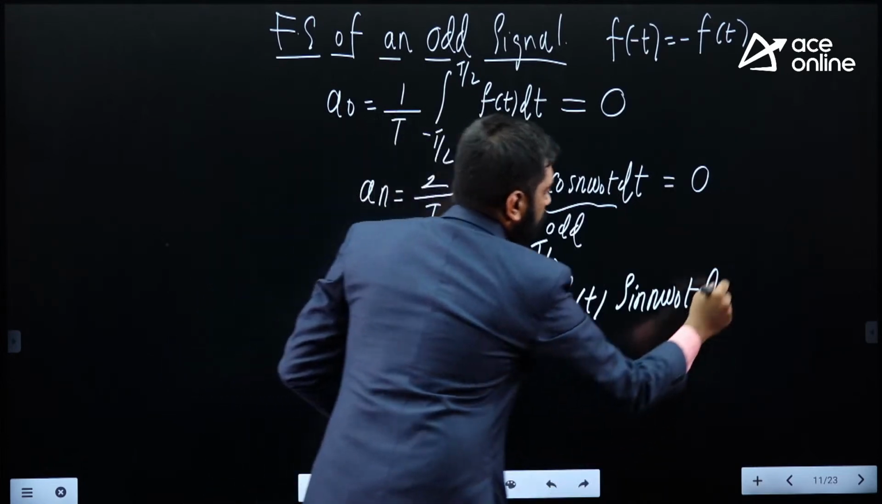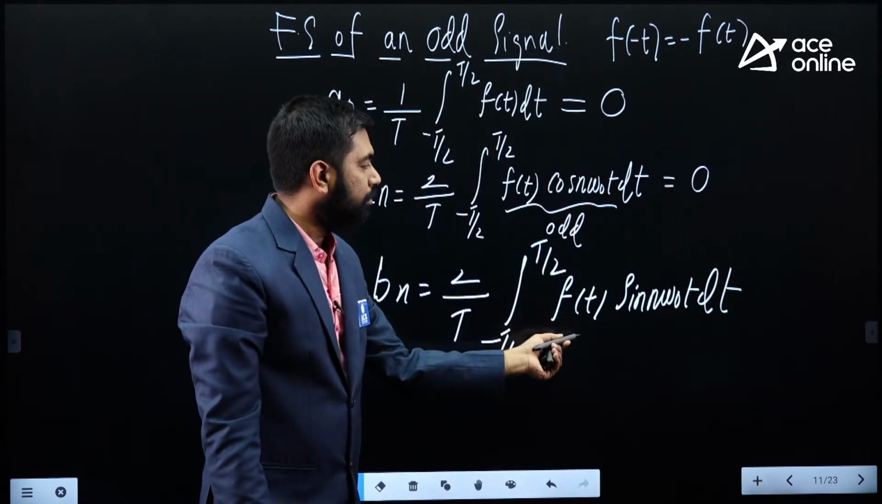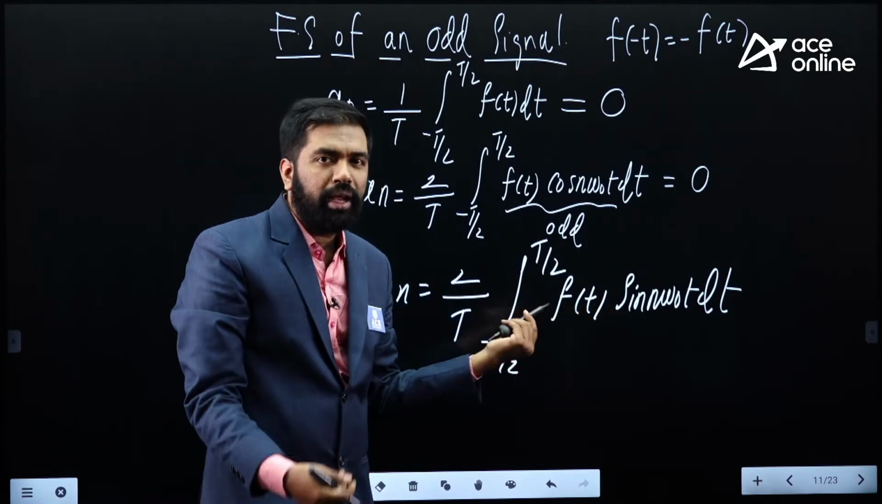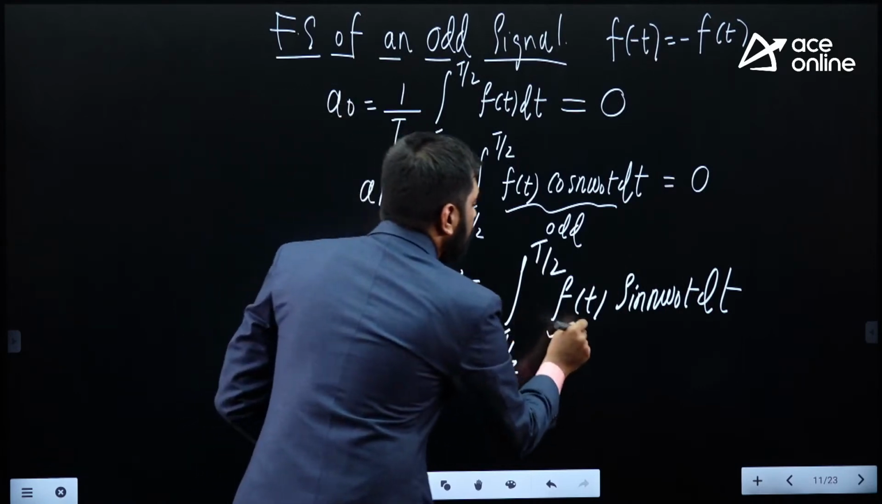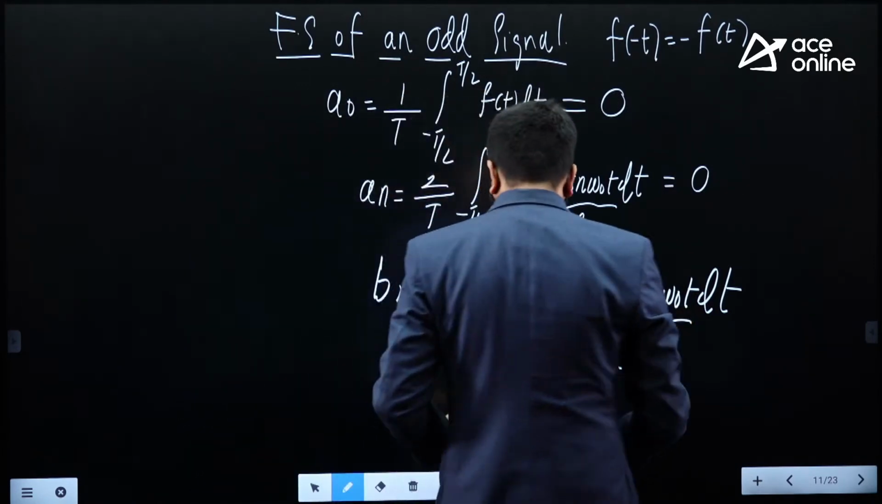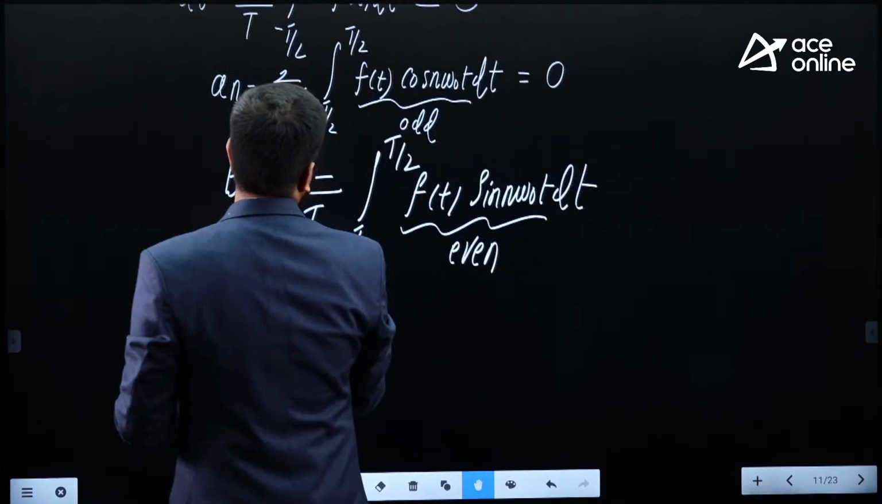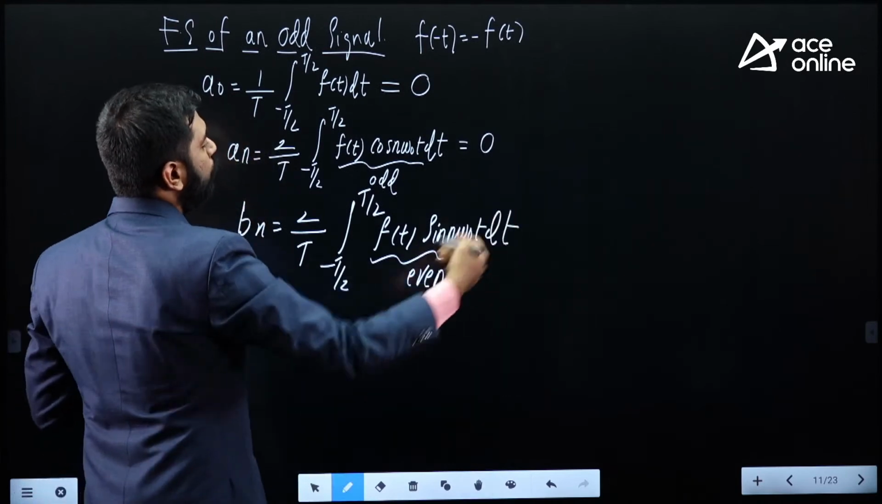Now what did you assume? We have assumed that f of t is odd. So this is odd, this is also odd. When you multiply an odd with another odd, the resultant is even. So you are integrating an even function from minus T by 2 to T by 2. So you can write this as twice 0 to T by 2.